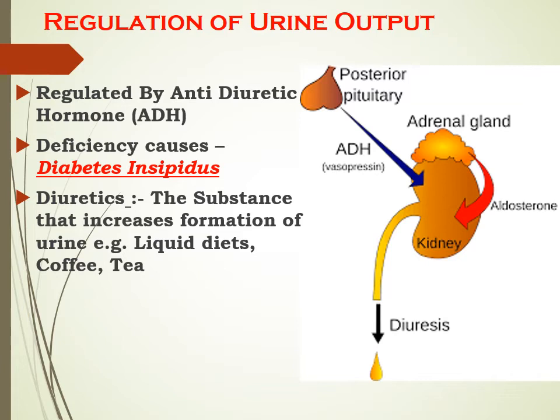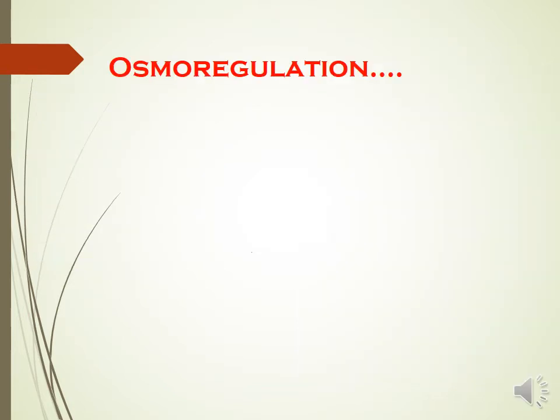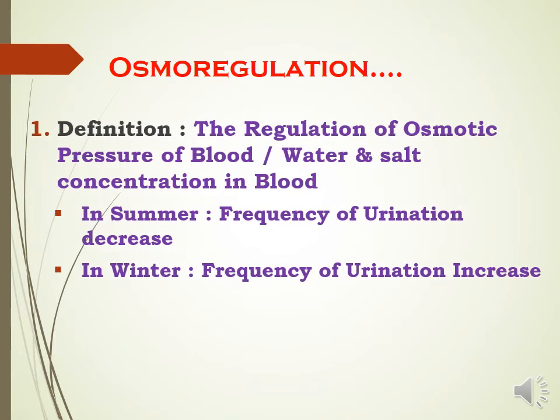One more important diuretic substance I forgot to mention is alcohol. Okay. Another important function of the kidney, apart from excretion, is osmoregulation. The definition of osmoregulation is the regulation of the osmotic pressure of the blood, or the regulation of water and salt concentration in the blood.